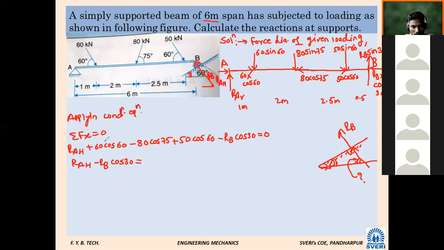60 cos 60 plus 80 cos 75 minus 50 cos 60 minus 60 cos 60. What is that value? 34.29.